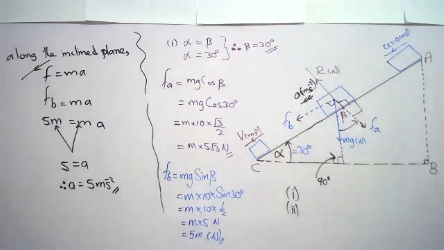Now try to find the velocity of the object when the object reaches C, and the time taken for the object to reach the bottom. Find velocity and time taken.